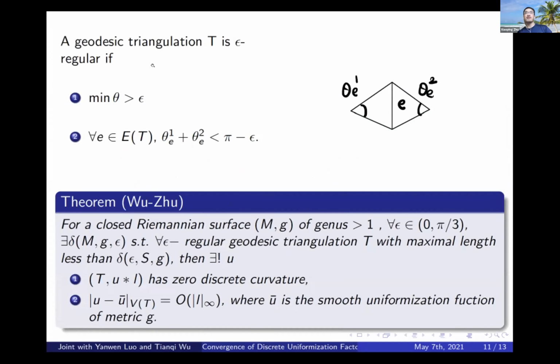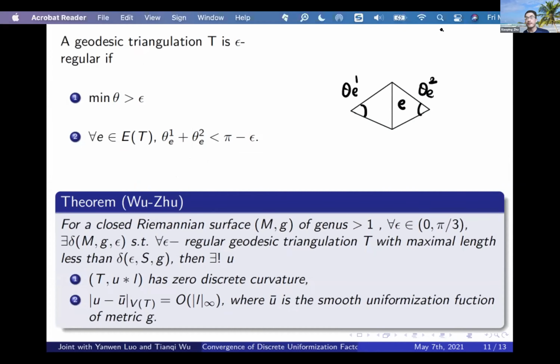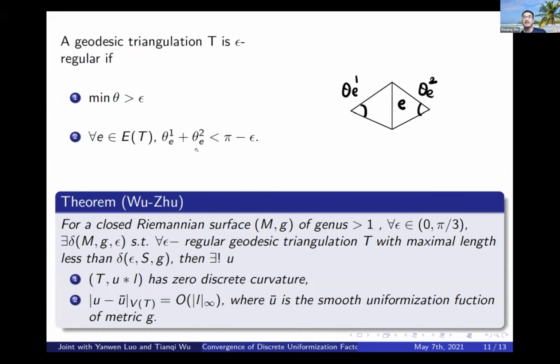Similar to the Delaunay triangulation, we define an epsilon-regular geodesic triangulation if the minimum angle is always larger than epsilon. And also we require that for any edge, the sum of the angles opposite to it is strictly less than pi minus epsilon. And this is joint work with Tianqi Wu.